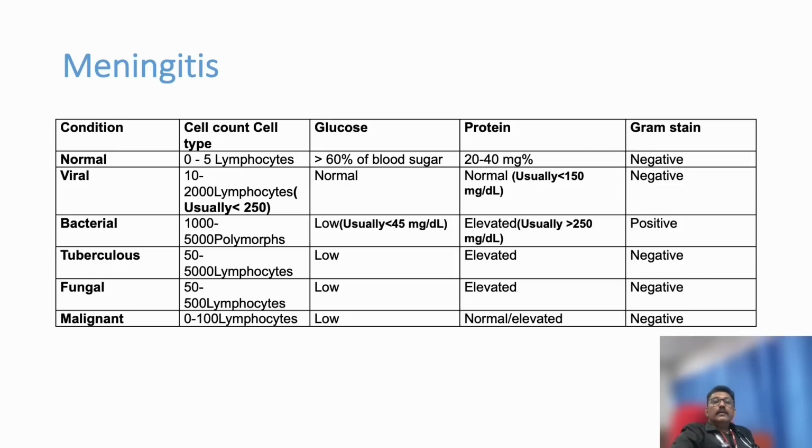Meningitis, another important condition. You have to see the CSF findings, whether it is bacterial meningitis, viral meningitis, tubercular meningitis, or fungal meningitis. Bacterial meningitis will have high cell counts, the glucose will be low, proteins are elevated, gram stain is positive, and the cells are predominantly neutrophils. That is the important feature of bacterial meningitis. That is different in other types of meningitis.